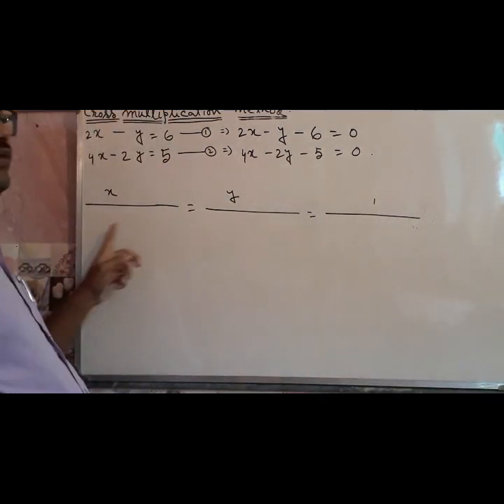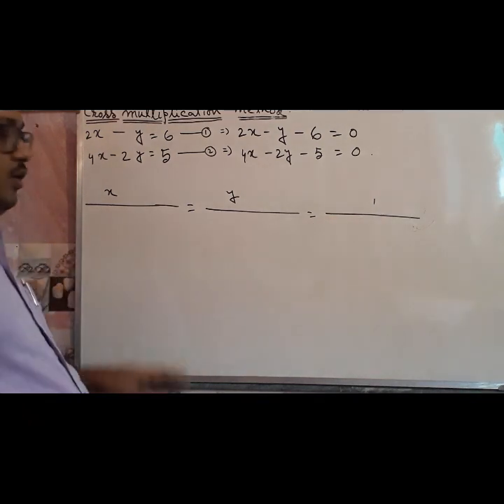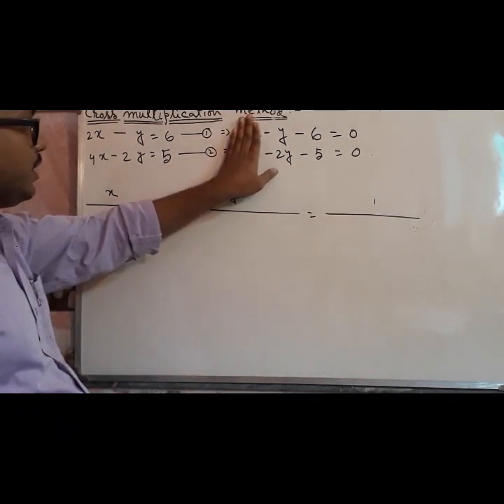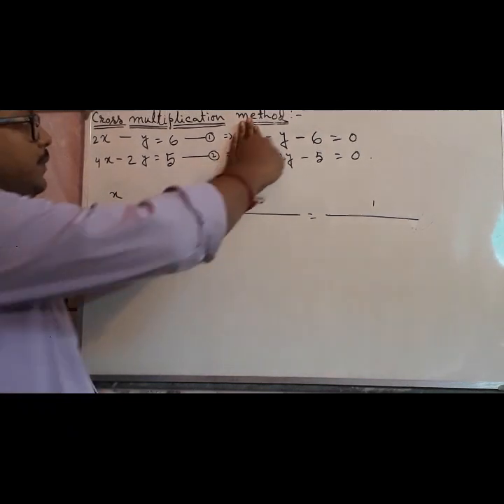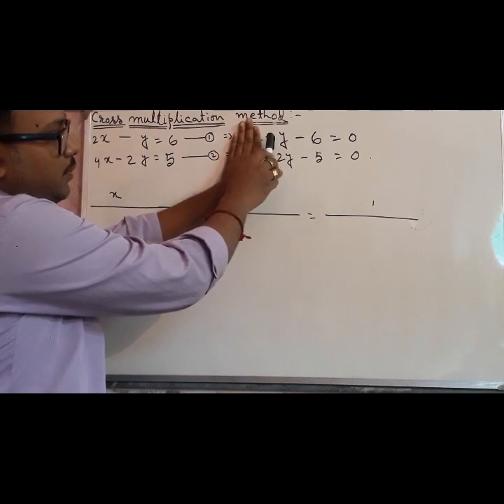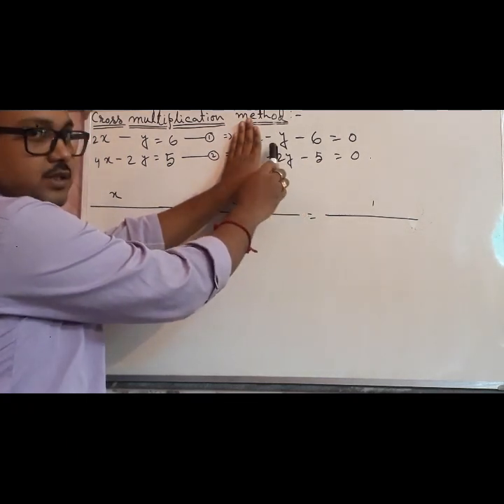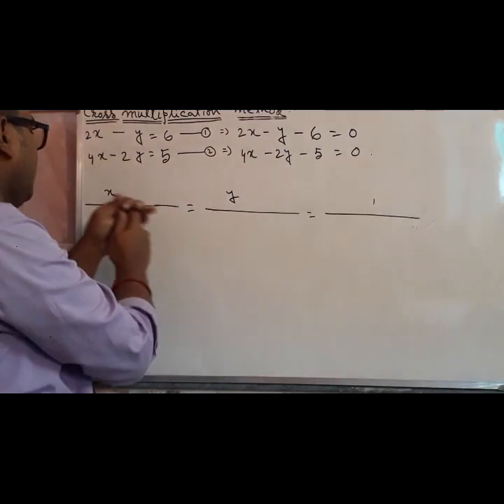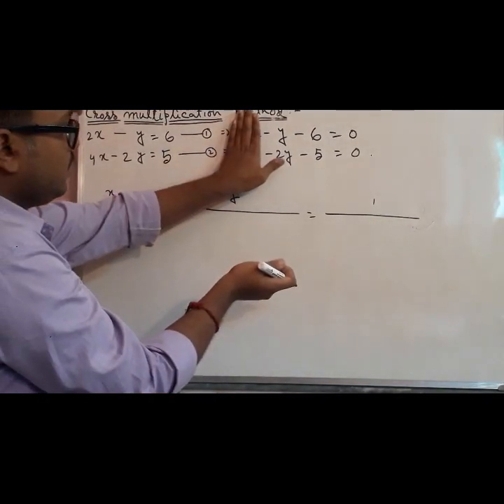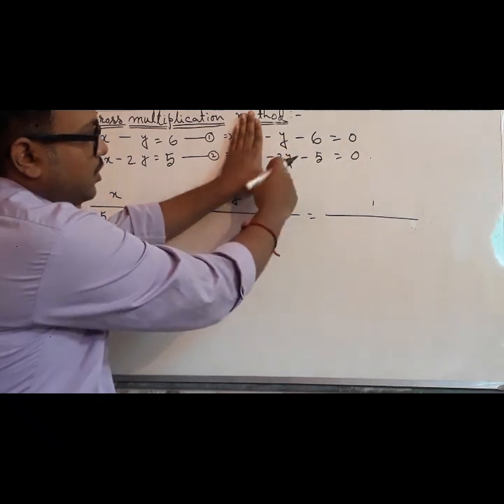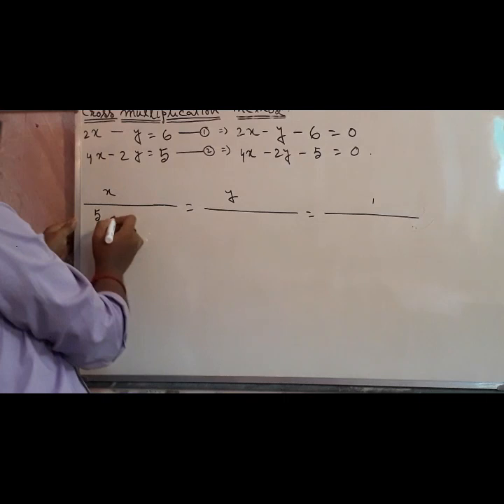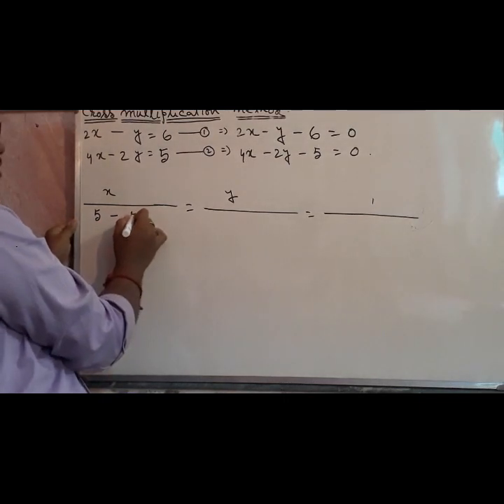Then x by, y by, 1 by. When we are writing the denominator of x, keep your left hand on x, then after x start from the top. What is the coefficient here? Minus 1. Minus 1 into minus 5, that is 5. Okay, then from the bottom minus 2 into minus 6, that is 12. Here you have to write minus that 12.